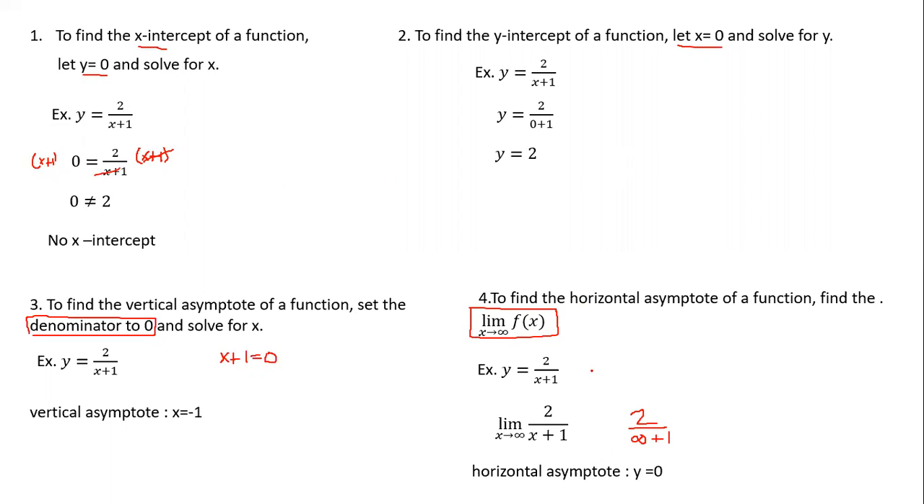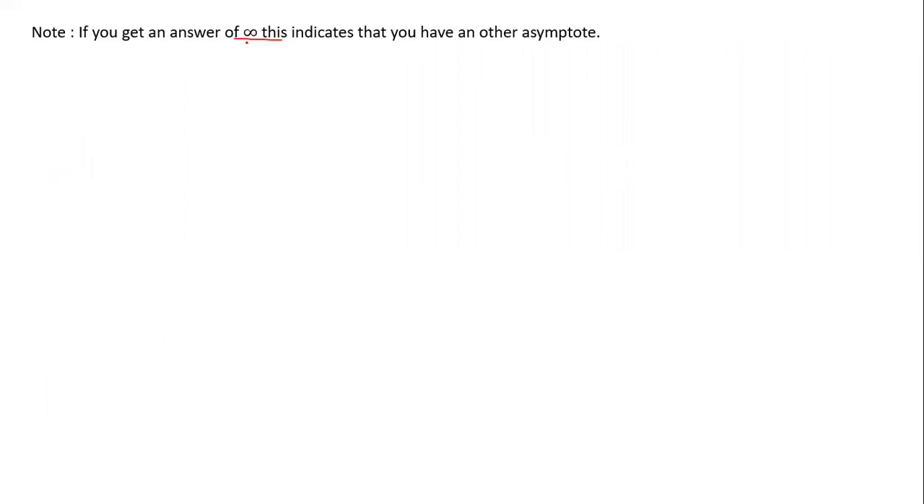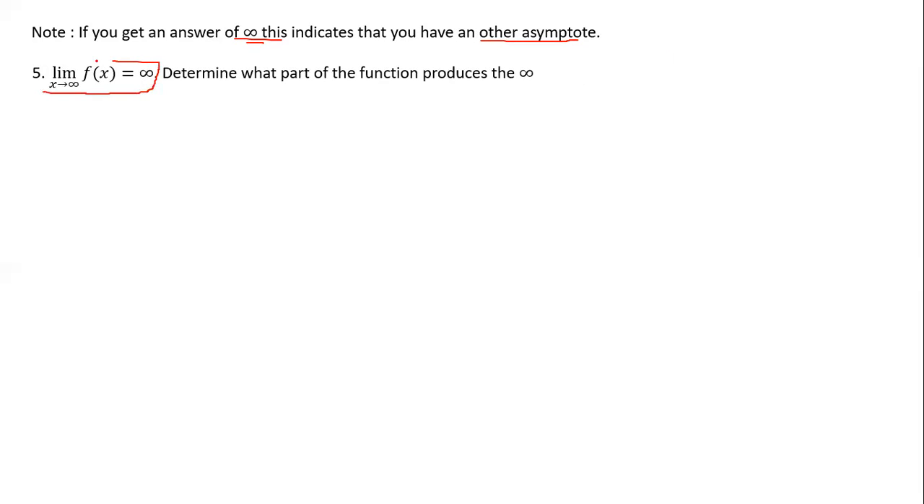What's not familiar? If your horizontal asymptote is equal to infinity, we have something called an other asymptote. Because you're not approaching a number, so you're not flattening out. Something else is going on. So step 5 only happens when the limit approaches infinity. Then we have to say, well, what part of the function gave us the infinity?